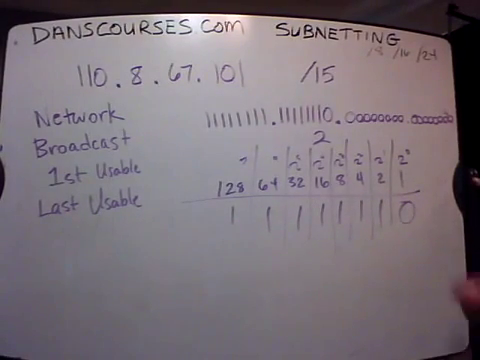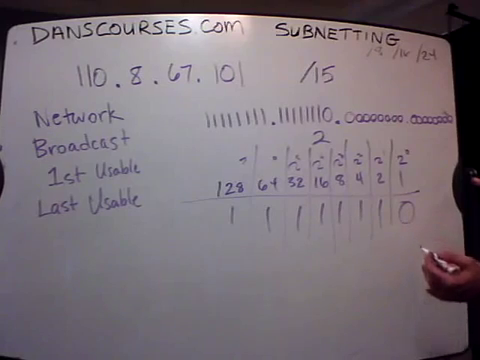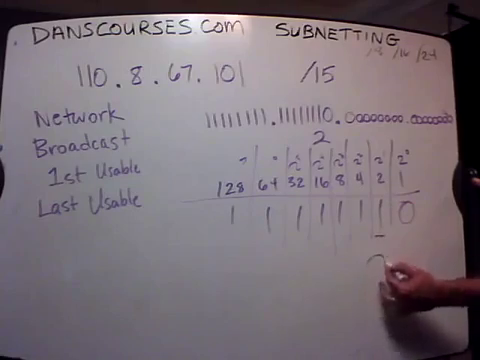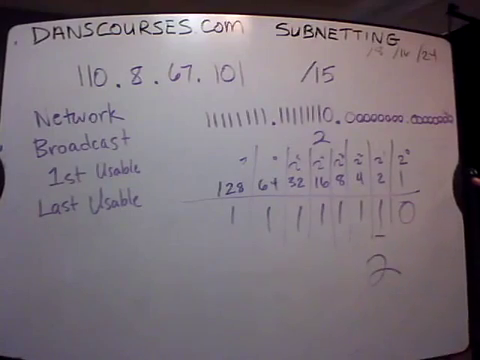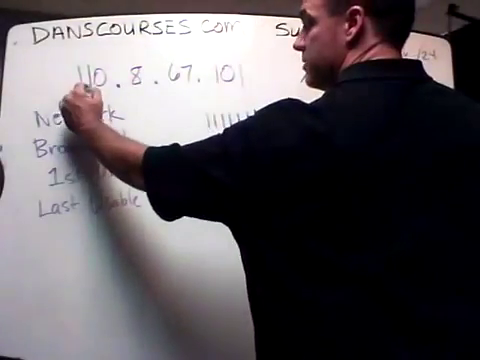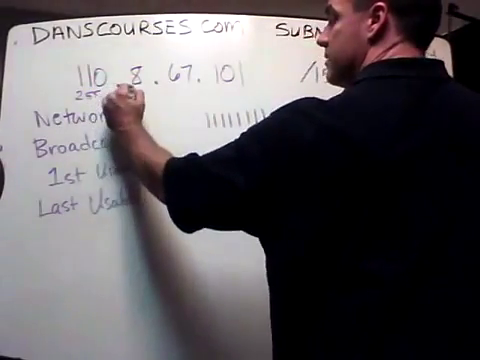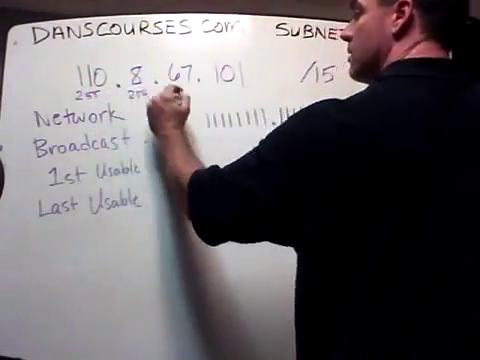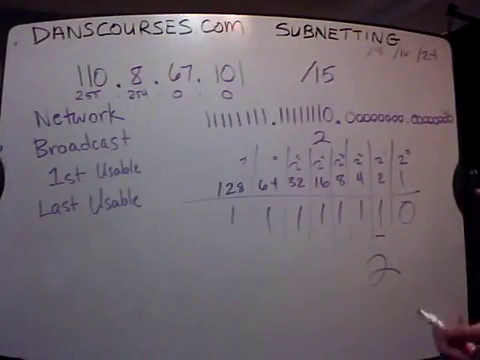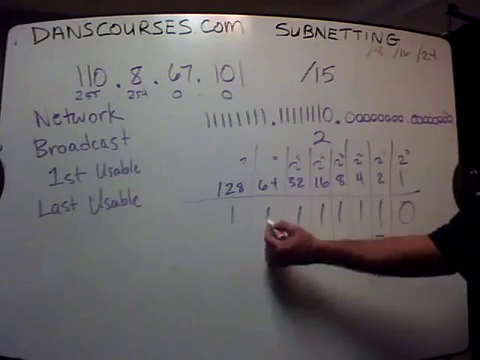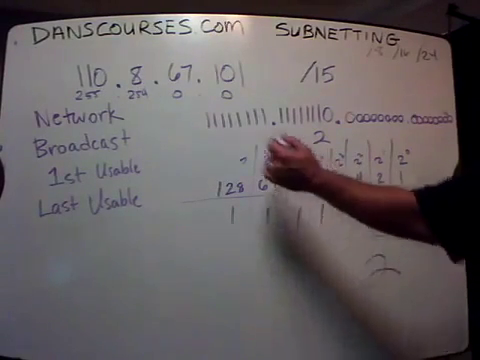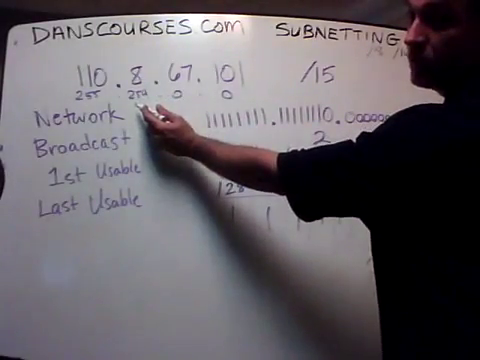Okay, and if you add all of these up, you can figure out the subnet mask. You know that the magic number is the last place value. The magic number is 2, right? But if you want to write out the subnet mask in decimal, it would be 255.254.0.0. Okay? Why 254? 128 plus 64 plus 32 plus 16 plus 8 plus 4 plus 2 equals 254.